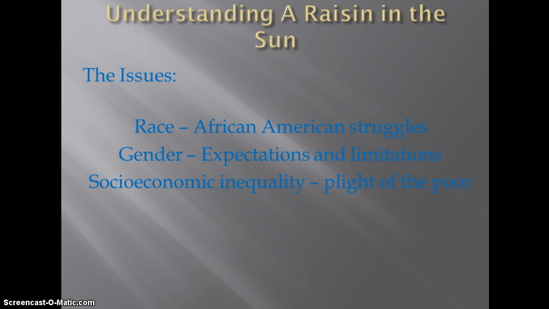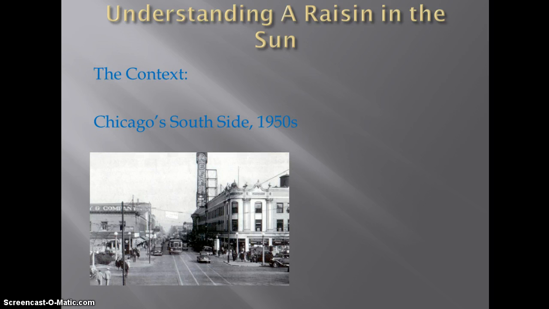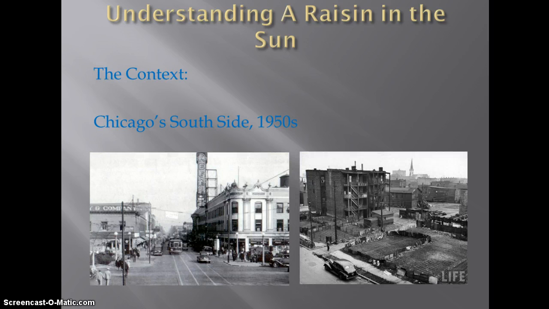And then the third area of issues that are still around in our society is socioeconomic inequality. And this means basically there's the rich and the poor and everyone in between. And what does it mean to be poor? What does it mean to try to get ahead when you have very little to work with? The context is this takes place in Chicago's South Side in the 1950s. And this is an area that has been typically occupied by blacks living in, you could consider them slum-like conditions. So the family in our play is living in this type of setting.